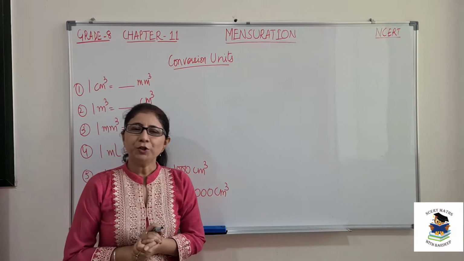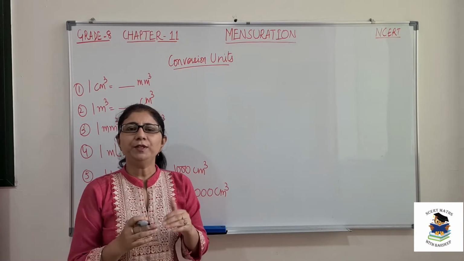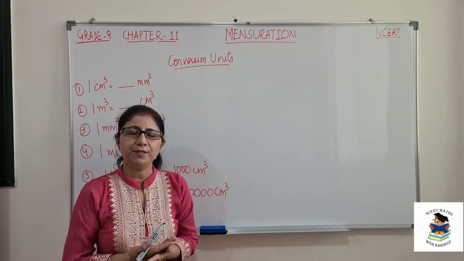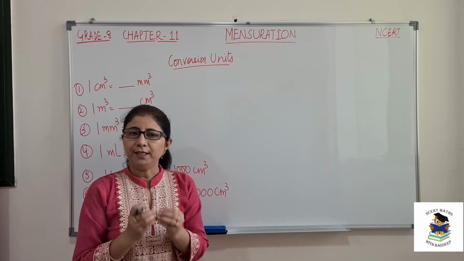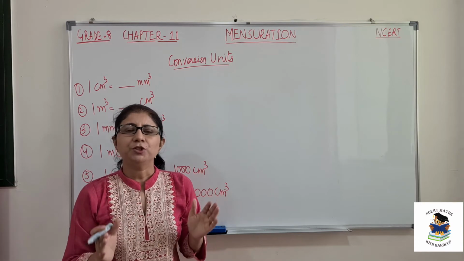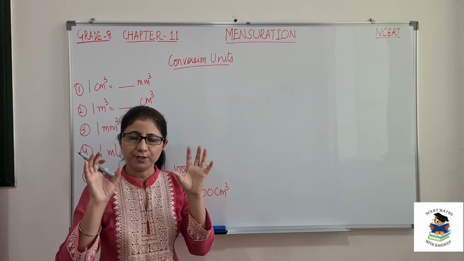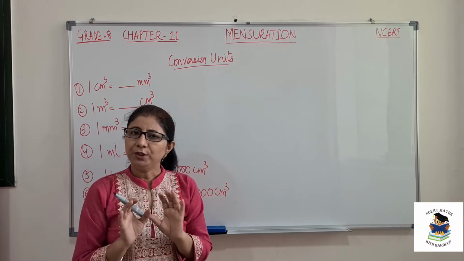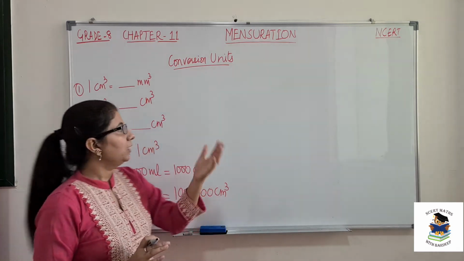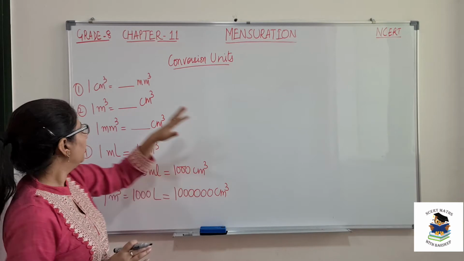So this conversion topic is a very important topic under mensuration, because whenever we are calculating area, perimeter, volume or surface area, we should be very careful with the units. The unit of each dimension should be same. So before starting any calculation, you should first check whether units are same. If they are not same, we will make them same. So let's see the different conversion units that are very important in this chapter.